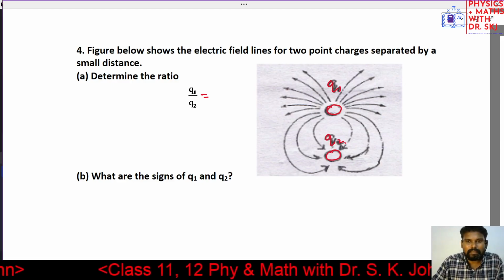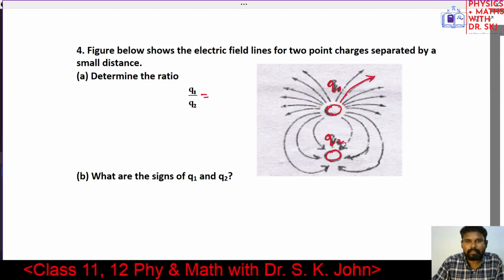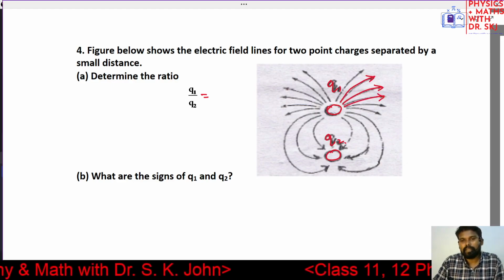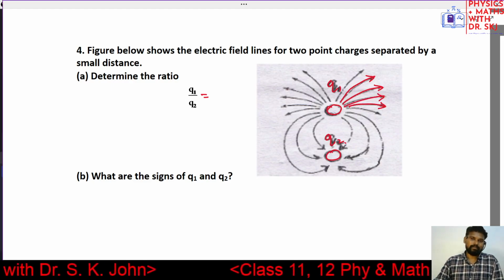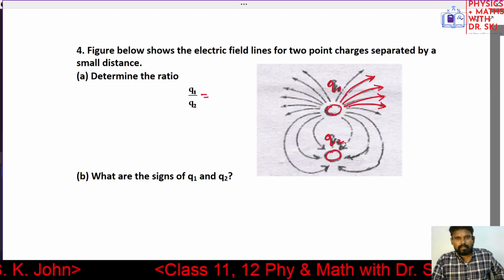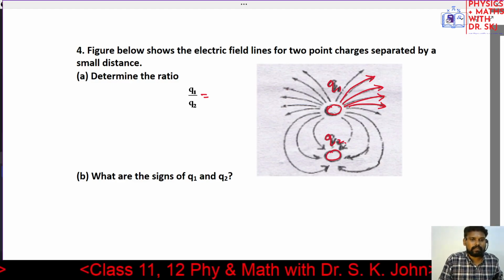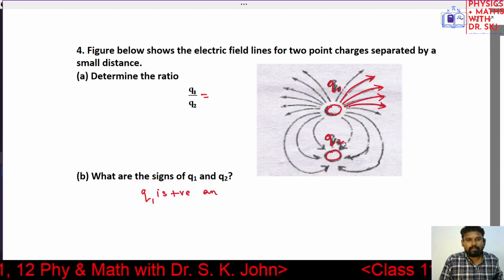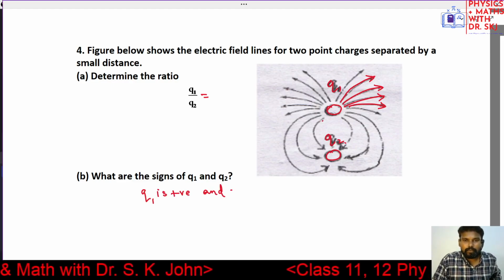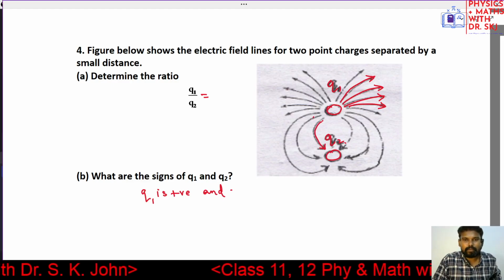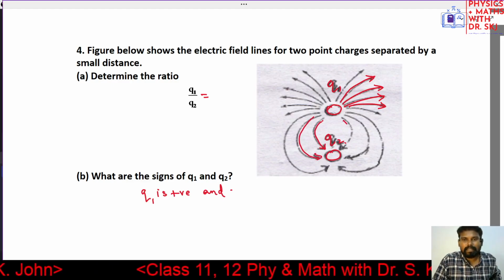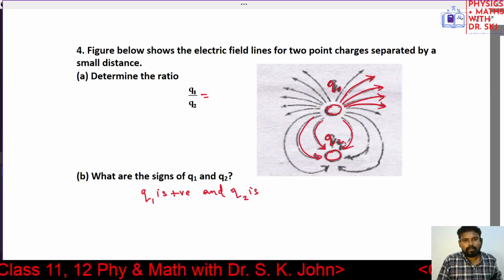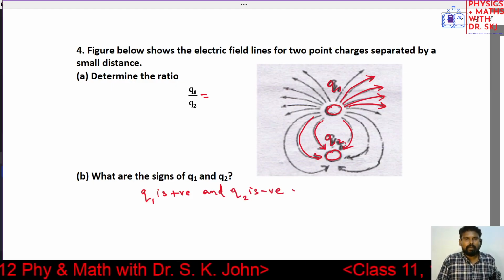In the case of q1, you can see that the field lines are moving away from q1, right? Field lines are moving away from q1. Okay, that means q1 is a positive charge. q1 is positive. And what about q2? In the case of q2, the field lines are coming to that q2. That means field lines coming to a charge means it is a negative charge. q2 is negative. Okay, so we got the answer for that. q1 is positive and q2 is negative.